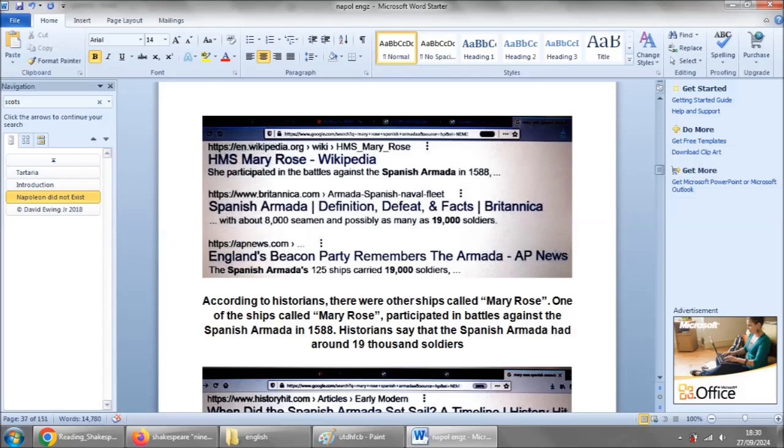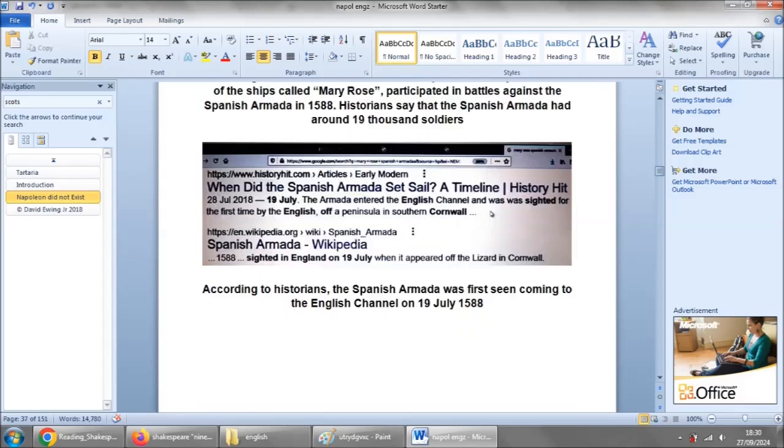So now the Spanish Armada is coming to England. Let's see, you can read it and tell me the story of what exactly happened. According to historians, the Spanish Armada was first seen coming to the English Channel on 19th July 1588. Oh my God, they're so terrified. They've just seen it. It's arrived in English waters. On what date again? The 19th of July 1588.